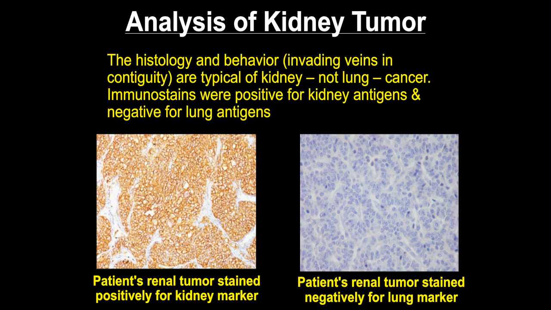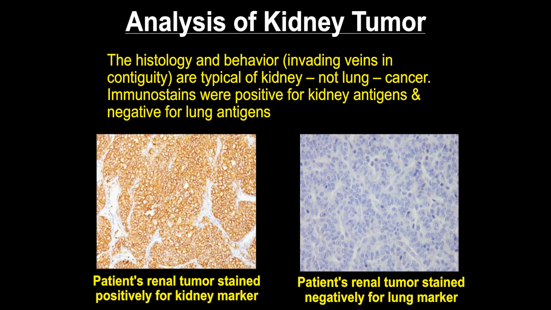The hospital in which this operation was performed then analyzed the kidney tumor. There are antibodies that will detect antigens for the lung and for the colon and for the skin. There are antibodies that will detect antigens for the kidney. And there are two aspects here that I want to emphasize. The histology of the kidney tumor and its behavior, which is to say invading veins the way this one did, in contiguity as one continuous mass. This is very characteristic of kidney cancer.